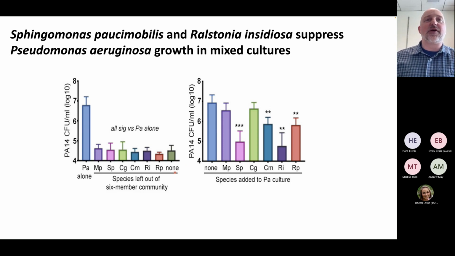However, if we mix it with the full 6-member community or the community missing any single member, so all these are 5-member communities missing that individual member, we see that there's 100-fold less Pseudomonas in those conditions. So it's outcompeted to some extent. And then we can mix Pseudomonas together with individual species and see that certain species are antagonistic to Pseudomonas by themselves, especially Sphingomonas and Ralstonia.